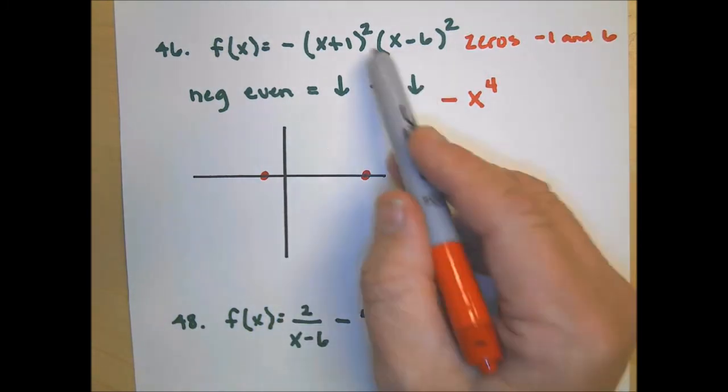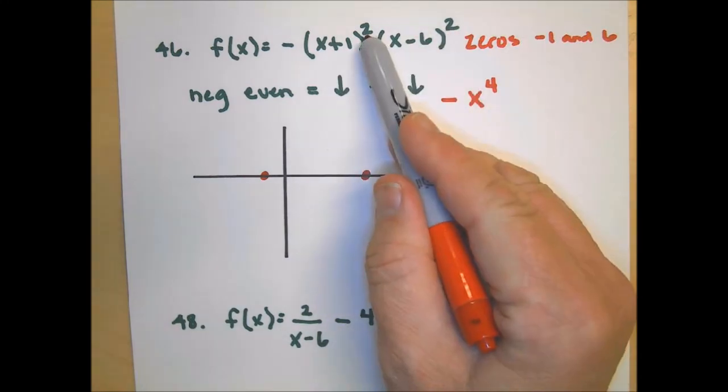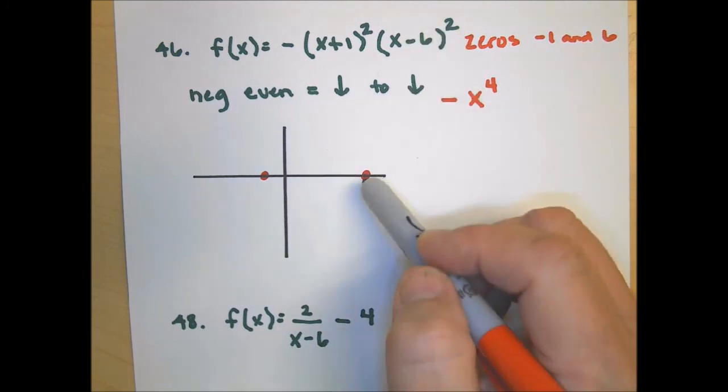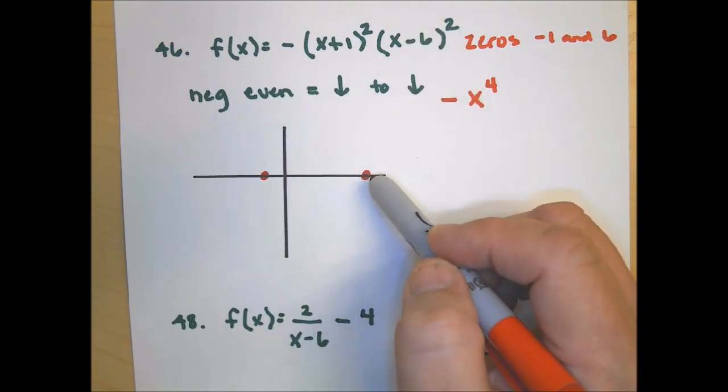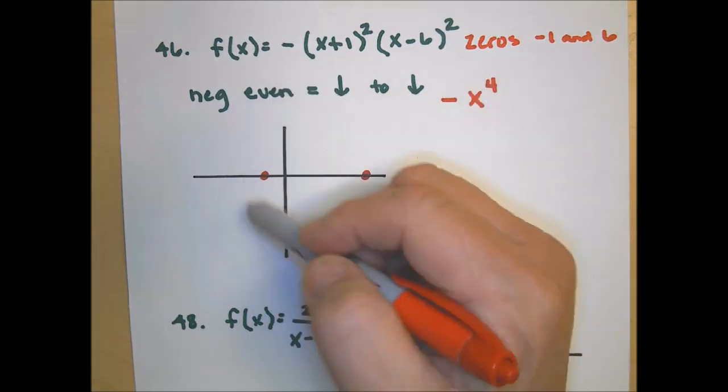Now, one more thing about these zeros. Notice this is a double, and this is a double, which means at both of these points, it's not going to pass through, it's going to bounce. So everything should work out okay.